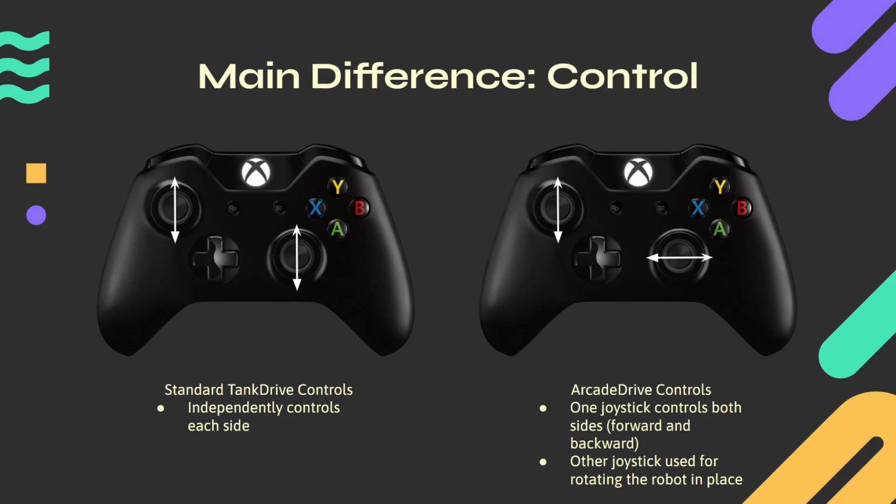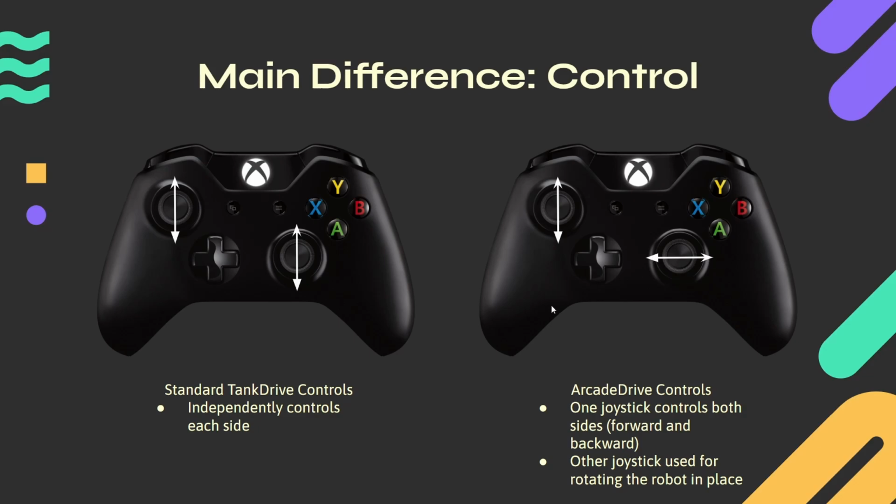So once you move this left joystick forward, the entire drive base will move forward. And the same idea goes with backwards. And then this right joystick's x-axis is going to be used for rotating the robot in place. So when you move it to the left, it'll rotate counterclockwise. When you move it to the right, it'll rotate clockwise, okay?